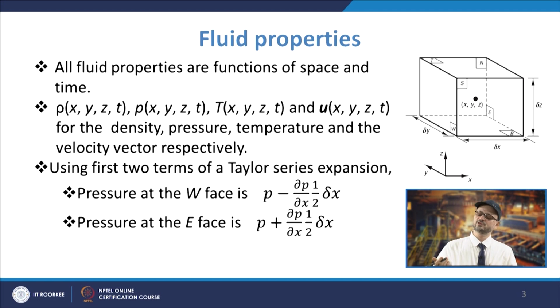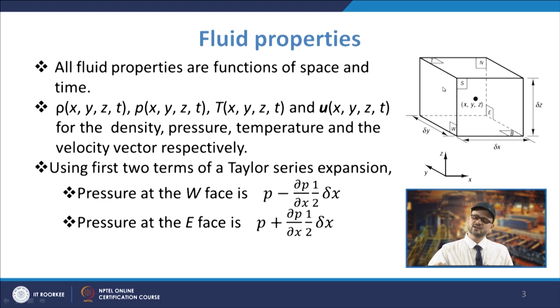If you want to find the properties at the faces, suppose you are taking a cubical element. At the point x, y, z you have properties like density, pressure, temperature or velocity. To define them at a face, that can be done by the Taylor series expansion, and assuming the element to be very small, you can ignore the terms after the first two terms.